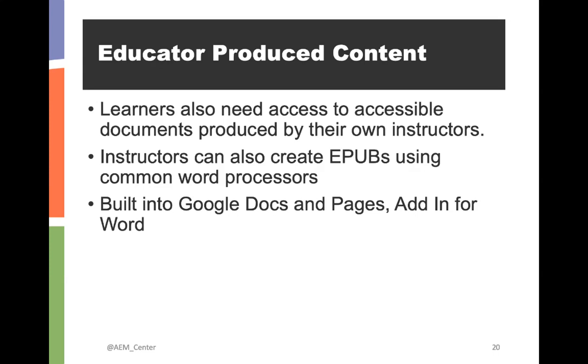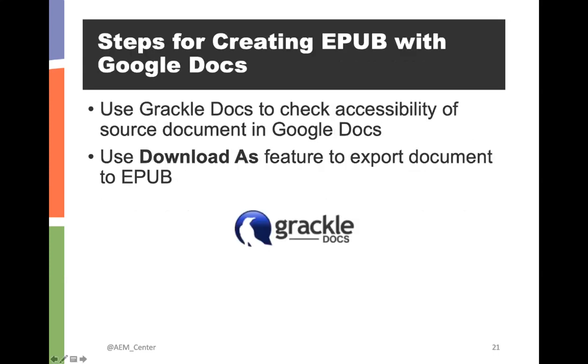Let me go back to the slides here. So in terms of what you can do right now for creating an EPUB, one of the options that you have is Google Docs. Now, the first thing that you want to do is make sure that your source document is formatted well. It has a good structure, and you're following accessibility best practices.